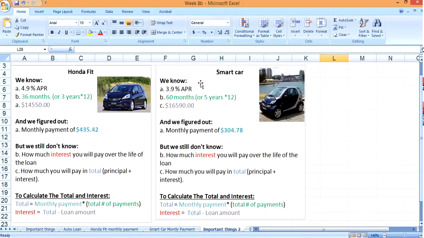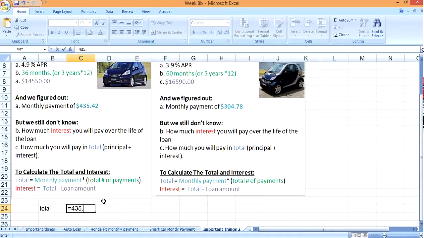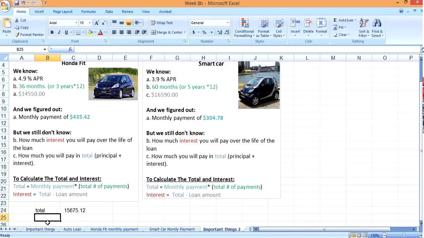So if we know we're going to pay $435.42 every month for 36 months, if we want to know how much we're going to pay in total, we can just do equal to 435 and 42 cents times 36. So we just figured out that over the life of that loan, the total cost to us is $15,675.